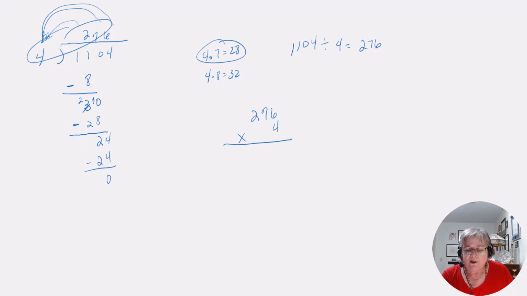I should get back 1,104. 4 times 6 is 24, carry the 2. 4 times 7 is 28, plus 2 is 30, carry the 3. 4 times 2 is 8, plus 3 is 11. So, yep, you can check yourself by multiplying those two back out.